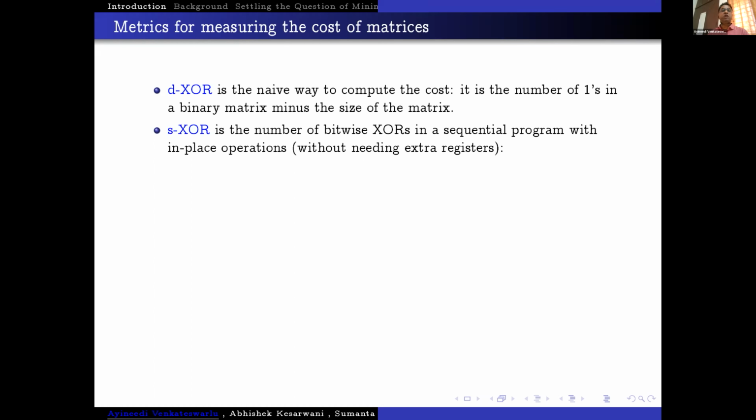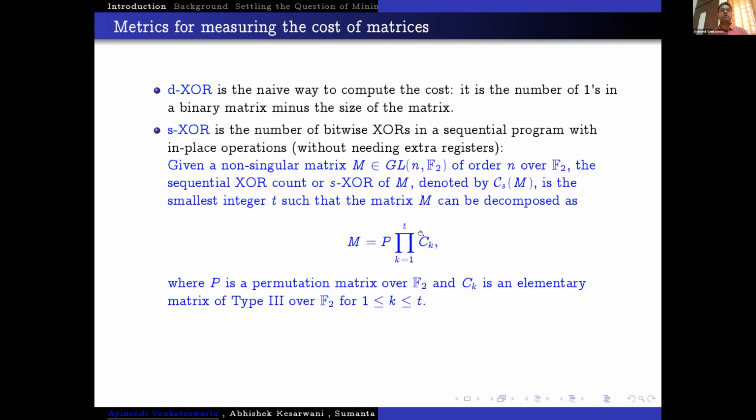That's why, given a matrix M, we consider decompositions of this form, where P is a permutation matrix and the C's are elementary matrices of type 3. Each matrix corresponds to the operation xi replaced with xi plus xj. It costs 1 XOR. So we want to minimize the number of type 3 matrices involved in the decomposition. The minimum such T gives the SXR.